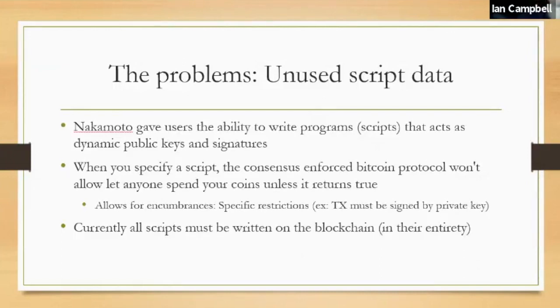The biggest problem that derives from all of this is that currently all script data must be written on the blockchain in its entirety. So if you have 5 encumbrances or 50 encumbrances, every single one of those currently needs to be written on the blockchain, no matter if you're just using part of the script or all of the script. Basically, any unused encumbrance data is going to increase the transaction size, reduce privacy, and limit your smart contract size. So MAST seeks to remove the need to directly include unused parts of the script on the blockchain.